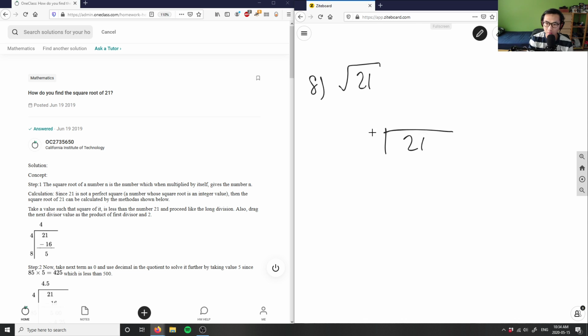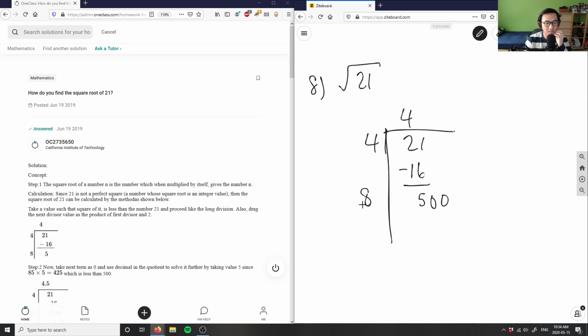So I have 21 here, and then I'm going to do a long division here to find the square root of 21. So again, I'm looking for two numbers that square closest to 21. 5 squared would be 25, which goes over, which means 4 squared is my only answer here. So 4 squared here would give me 16. 21 minus 16 here equals 5. I would add 2 zeros here, and then I'm going to double my answer here. So I'm going to have an 8 here.